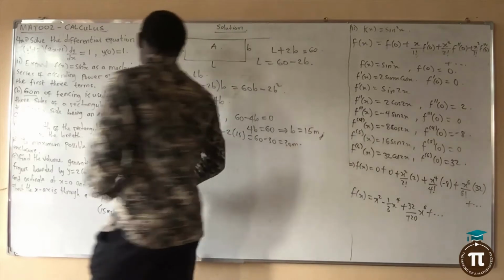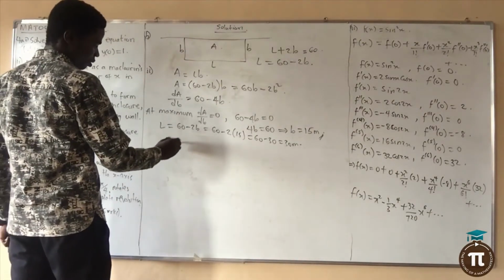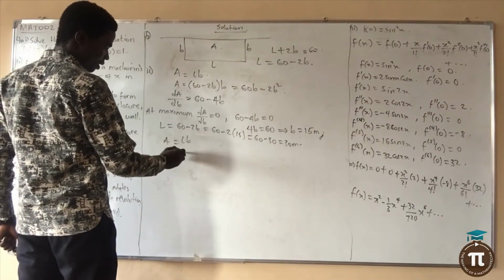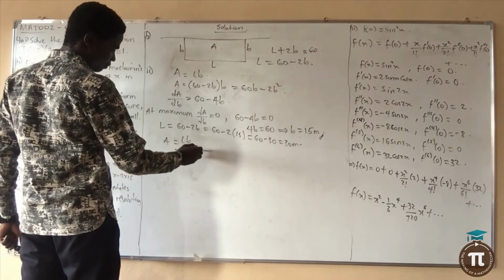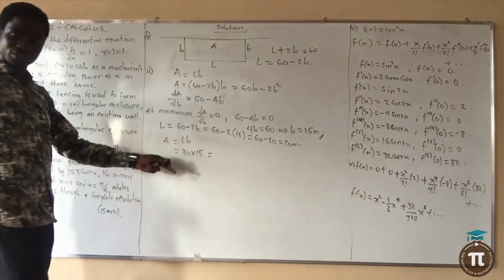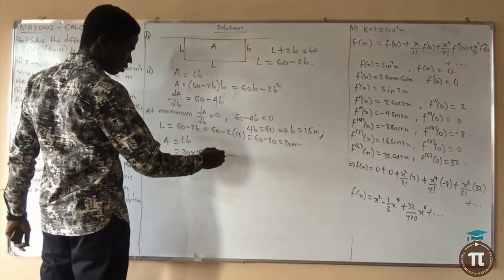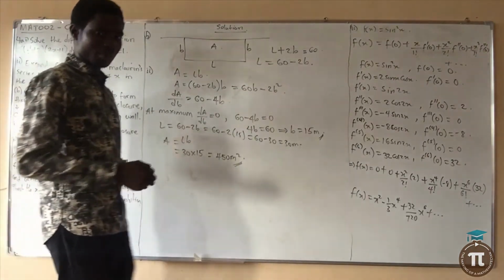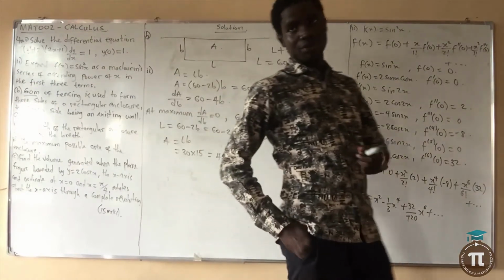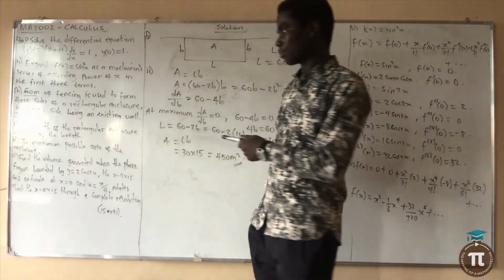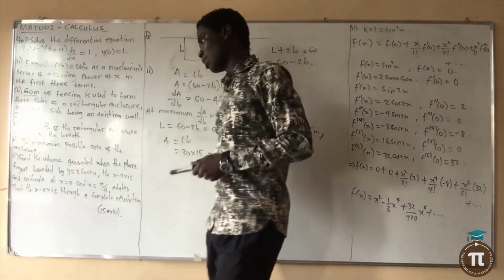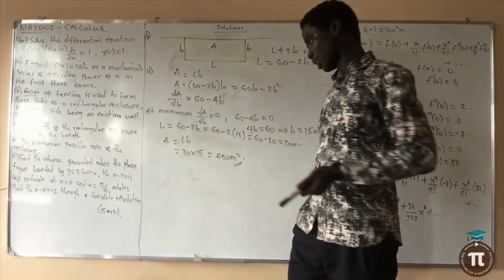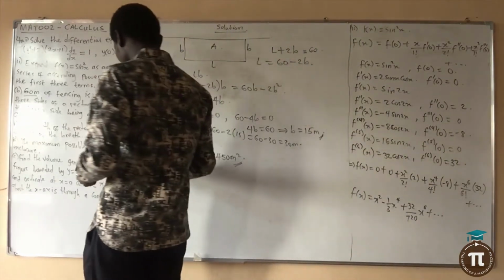So, area is equal to length times breadth. That is 30 multiplied by 15. You use your calculator to do this. This is 450 meters squared. That is the maximum possible area for that rectangular enclosure. And that's all about the question actually. Let's come to the third one.